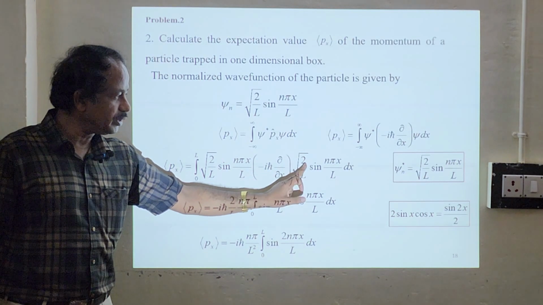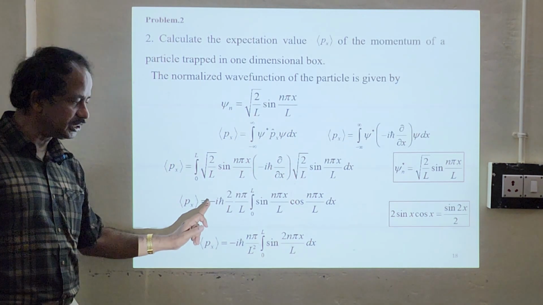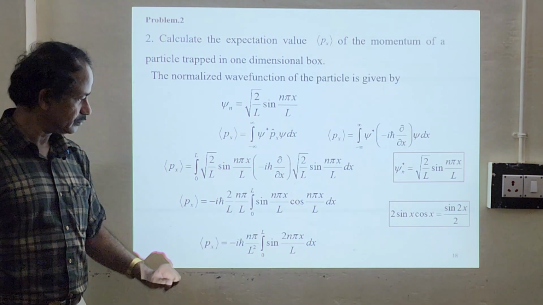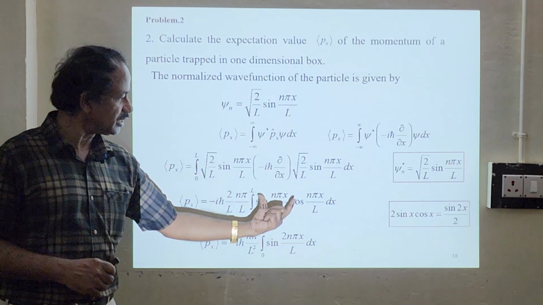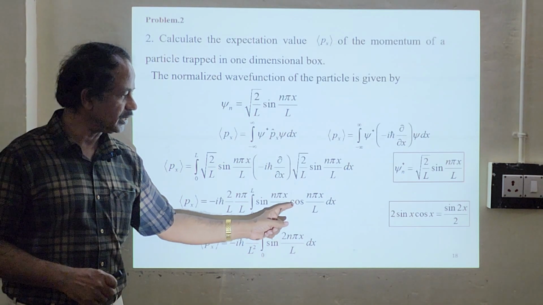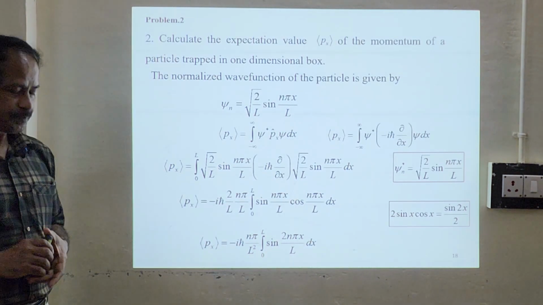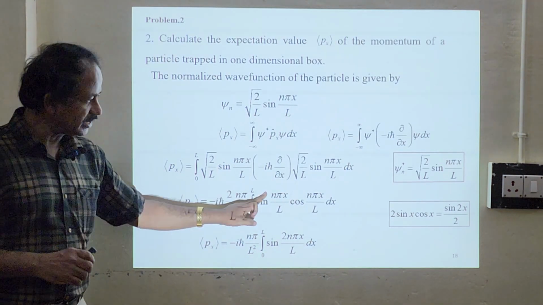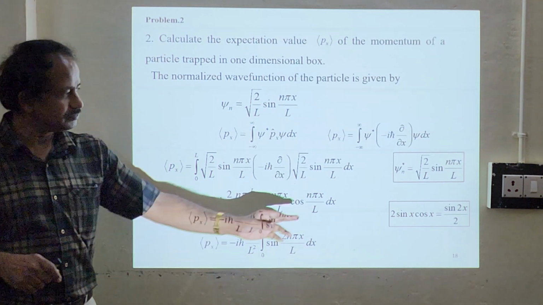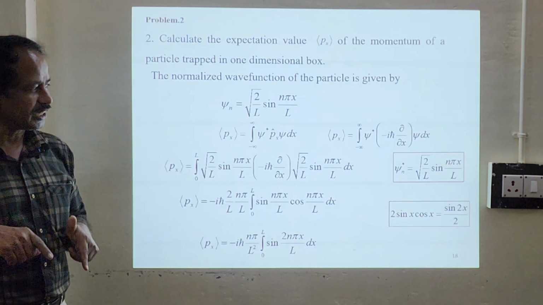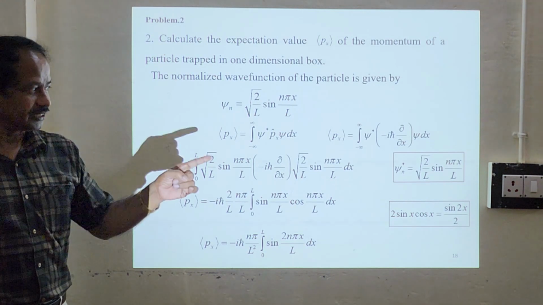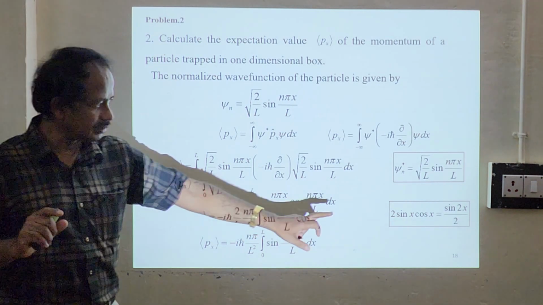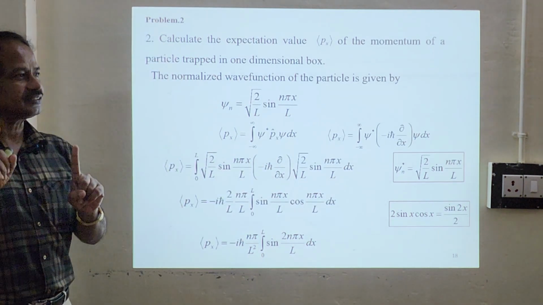Here you have root 2 by L, and here also we have root 2 by L. You pull it out, that will give you 2 by L. Minus i h cross I have pulled out. So the remaining term I have written as sin n pi x by L cos n pi x by L. Now 2 sin theta cos theta will be sin 2 theta. Correct? Not sin theta by 2, it is sin 2 theta.